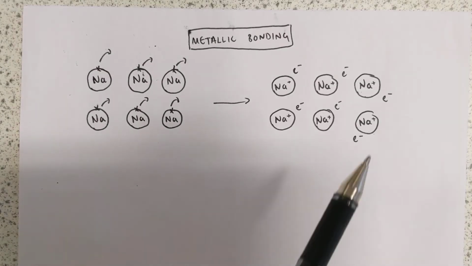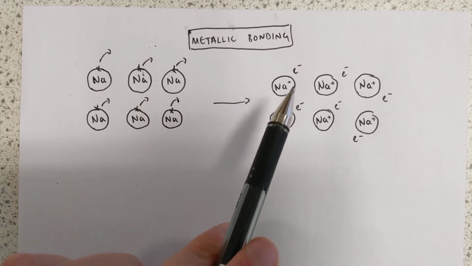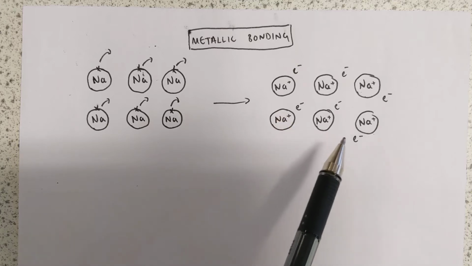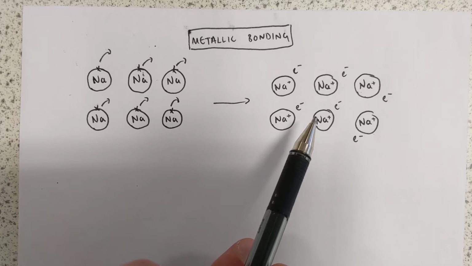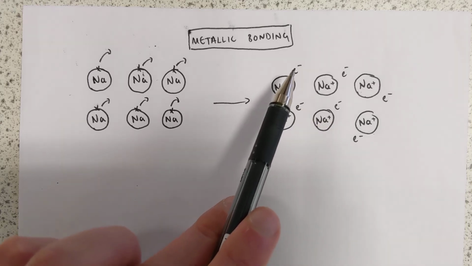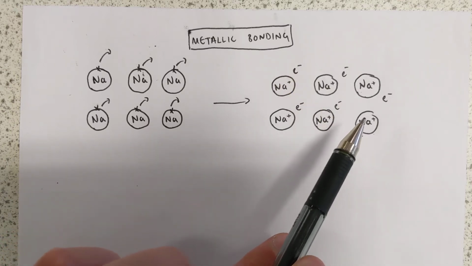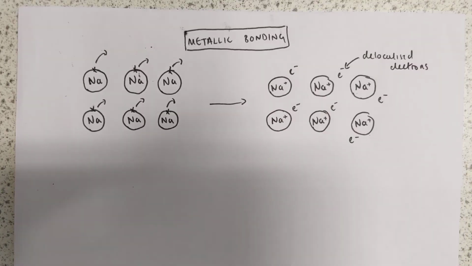What we've now got is all of these sodium atoms have been turned into sodium ions. They're now sodium positive ions because they've all lost one electron. And what you notice is that the electrons haven't really gone anywhere. They're all stuck now between these ions. What we refer to these as is delocalized electrons. They don't really belong to any one sodium, but they're able to kind of move about in between the different sodium ions freely.